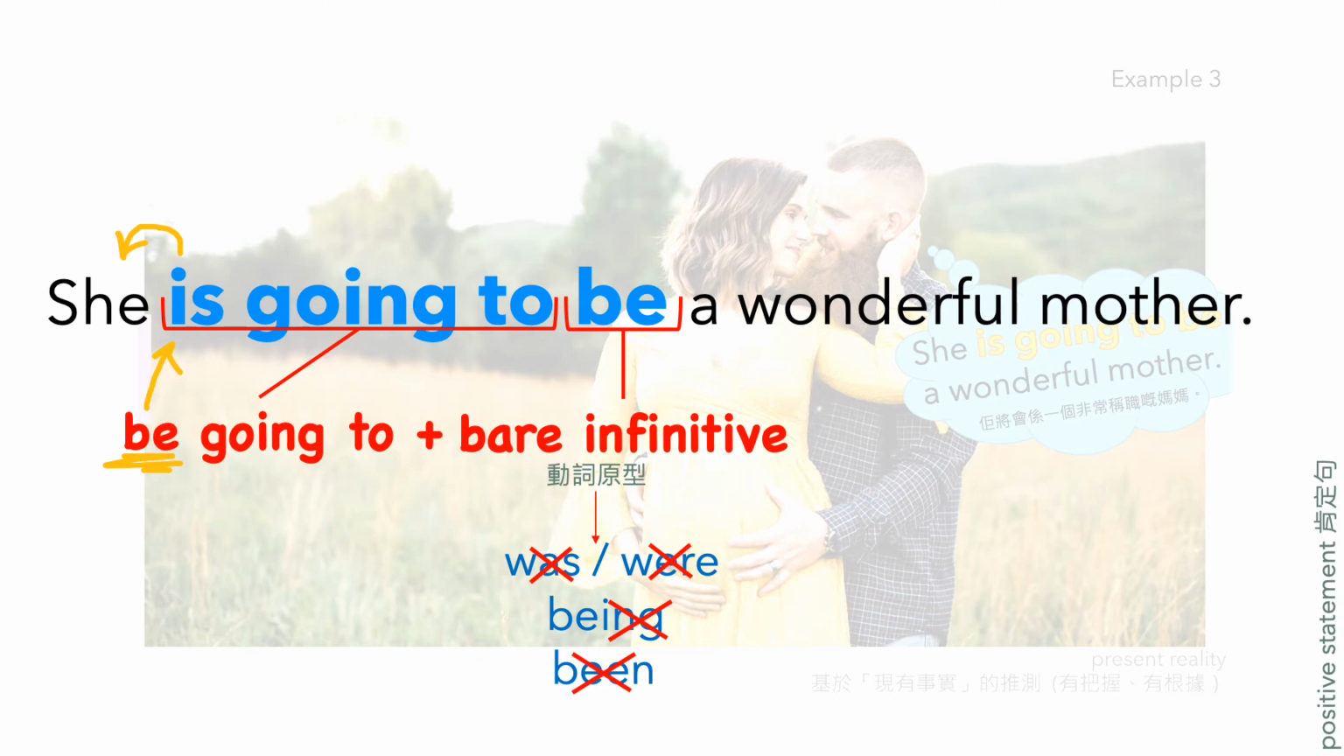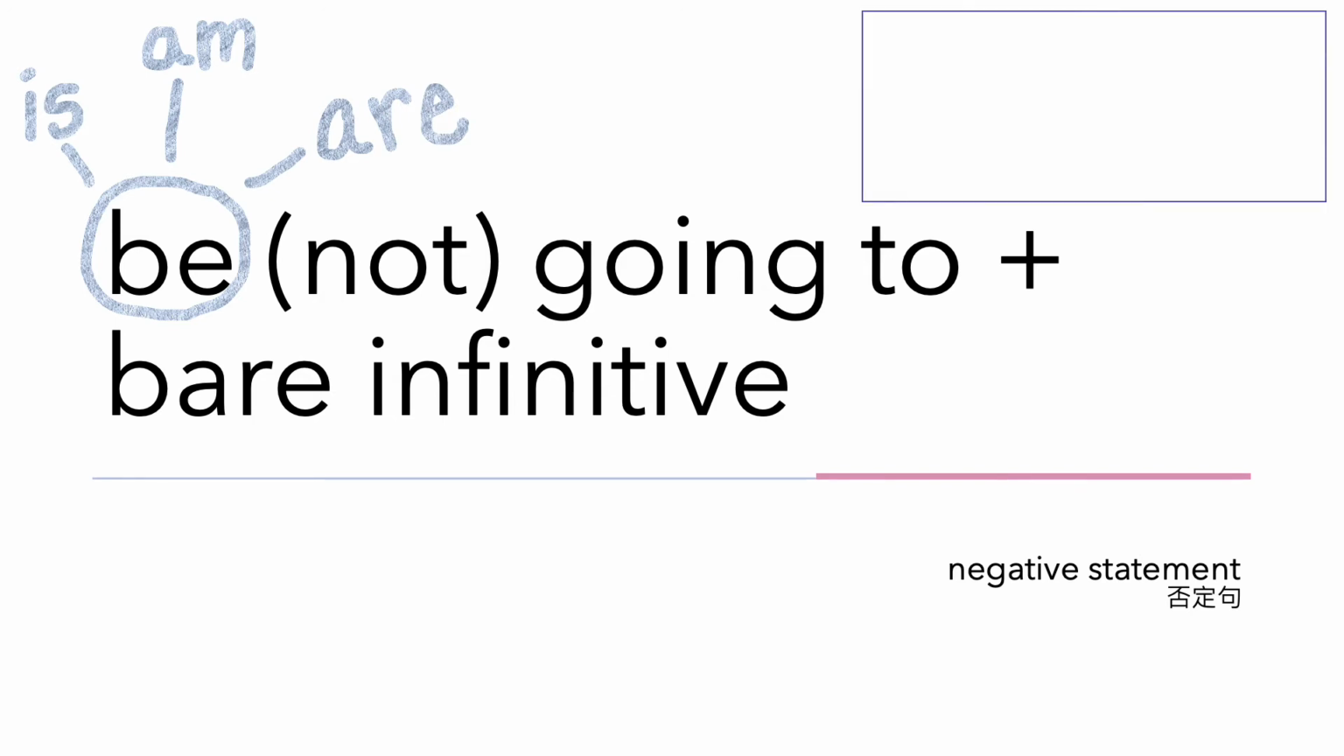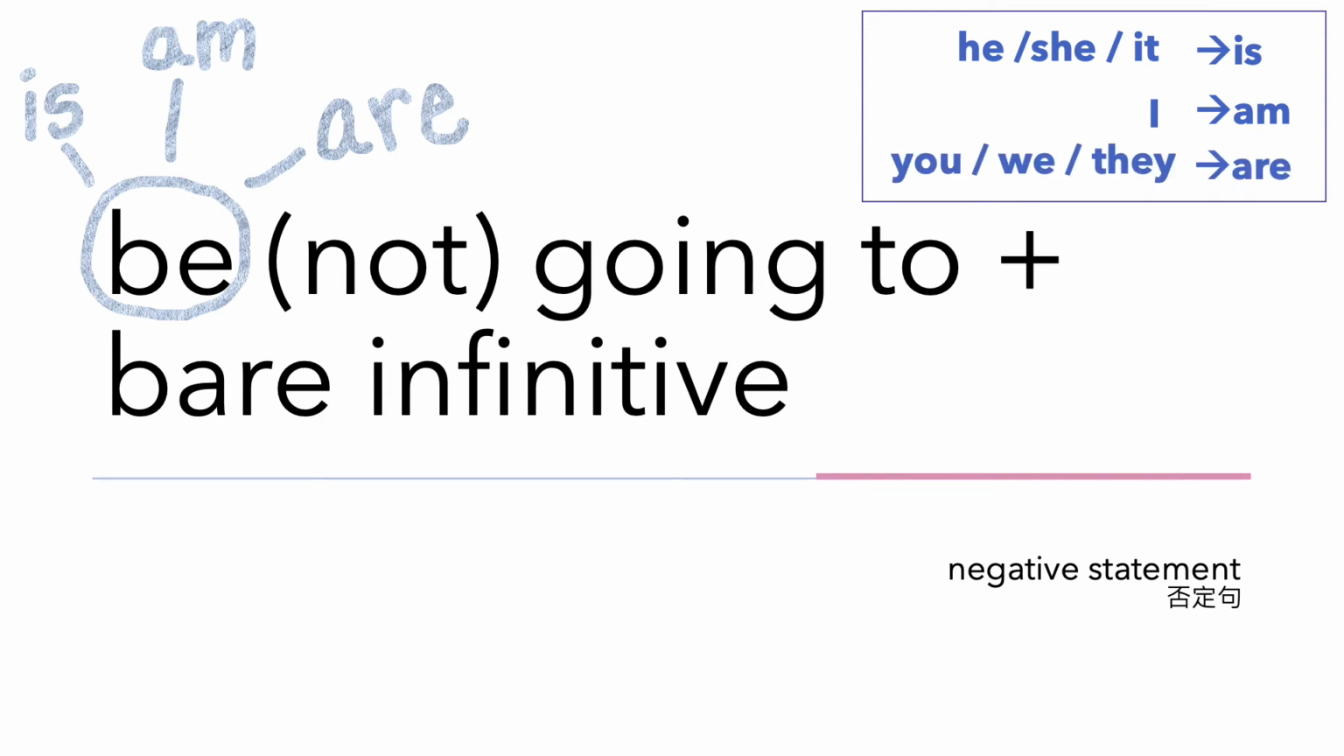Just be, be. Negative statement, you just have to insert an extra not between be and going to. Again, be means is, am, are. When you see he, she, it, you use is. I, am. You, we, they, are. Bare infinitive is the base form of the verb.